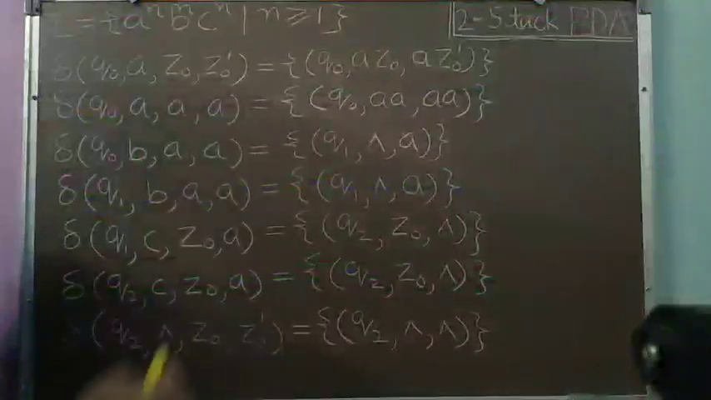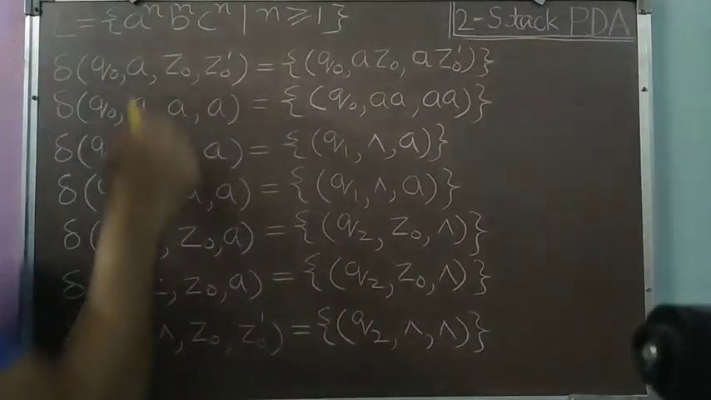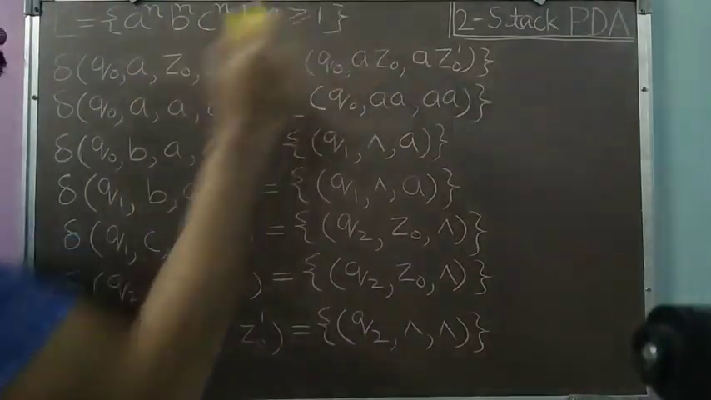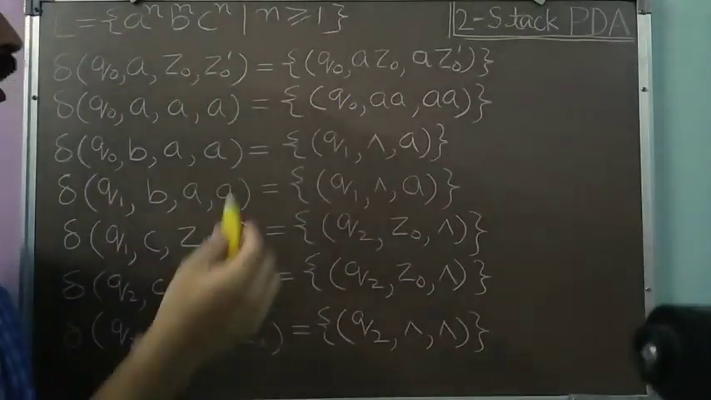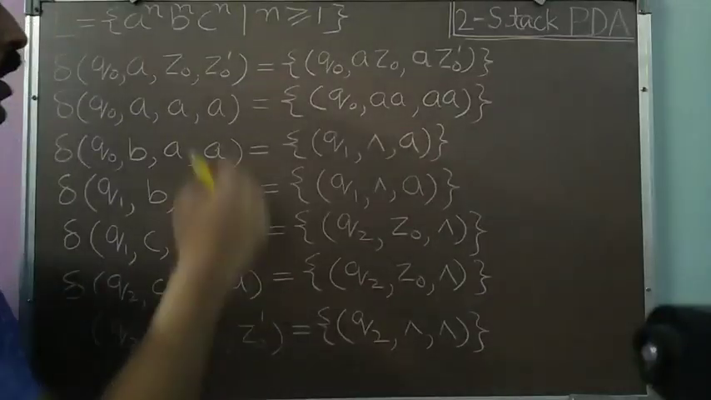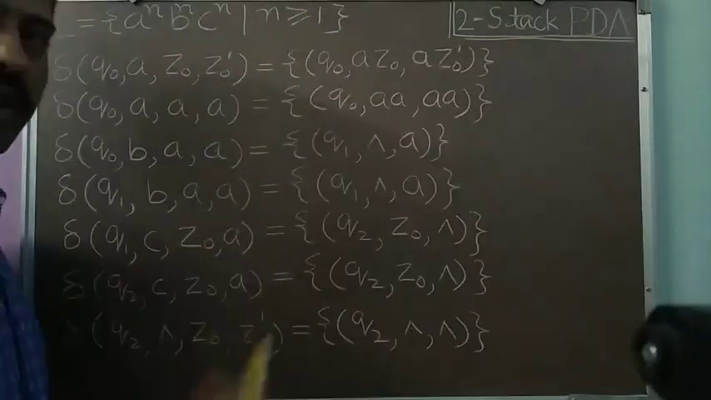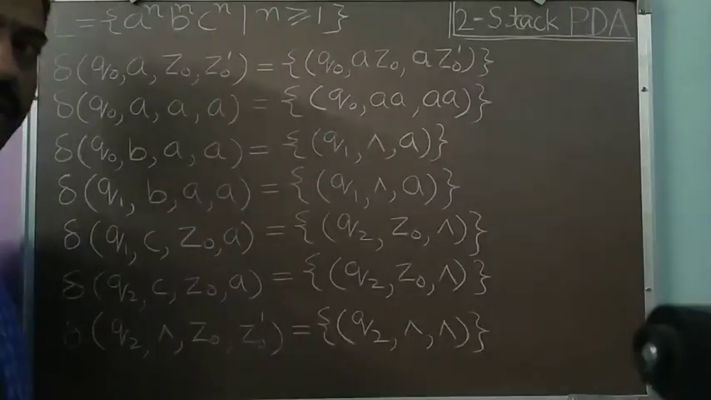As we have seen, the problem where the number of A's, B's and C's are equal, that is A^n B^n C^n with n greater than or equal to 1, cannot be solved using the normal PDA. So now we'll try to solve this problem using the two-stack PDA. And as we did for the PDA, we will first try to chalk out its strategy.